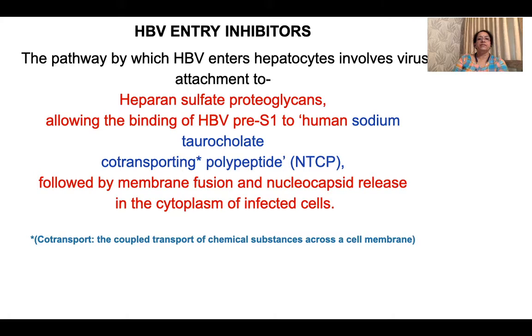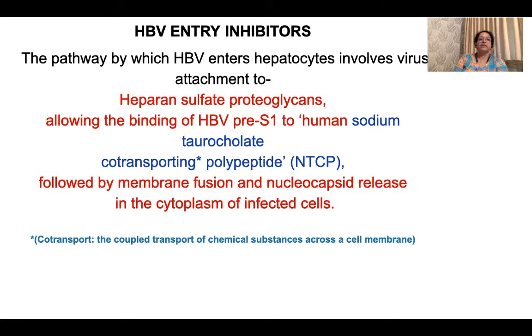HBV entry inhibitors we have to study in detail in this case. The pathway by which HBV enters hepatocytes involves attachment of the virus to heparan sulfate proteoglycans, allowing the binding of HBV pre-S1 to human sodium taurocholate cotransporting polypeptide. This is very important polypeptide which couples the transport of chemical substances across the cell membrane.